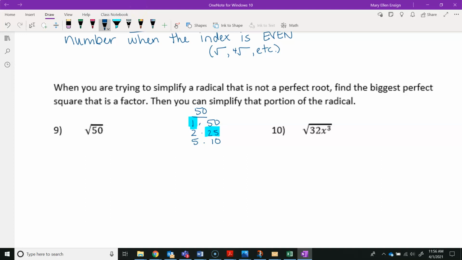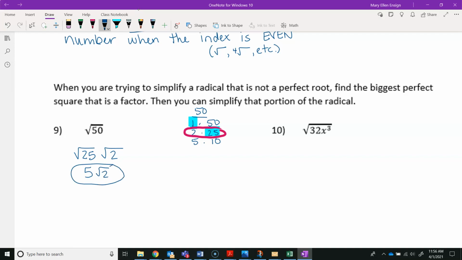So I'm going to use that product rule for my radicals to separate this out. Now, I always write my perfect square first. So I'm going to use this pair right here, 2 times 25. I'm going to write my perfect square first. So square root of 25 times the square root of 2. Product rule says it still has to be in the radicals, right? Okay, square root of 25 is going to be 5. I can't simplify my radical 2, so I just leave it.